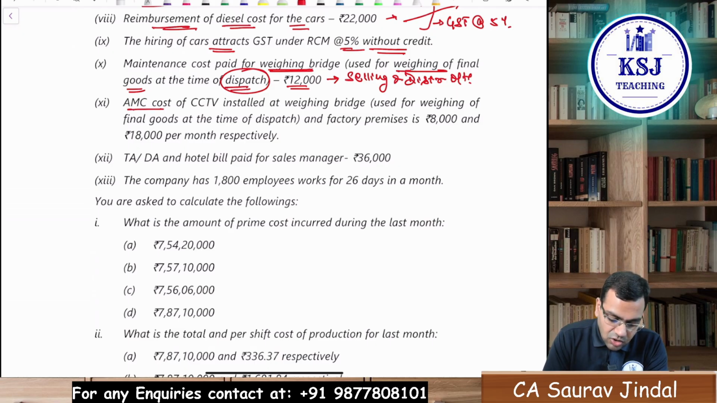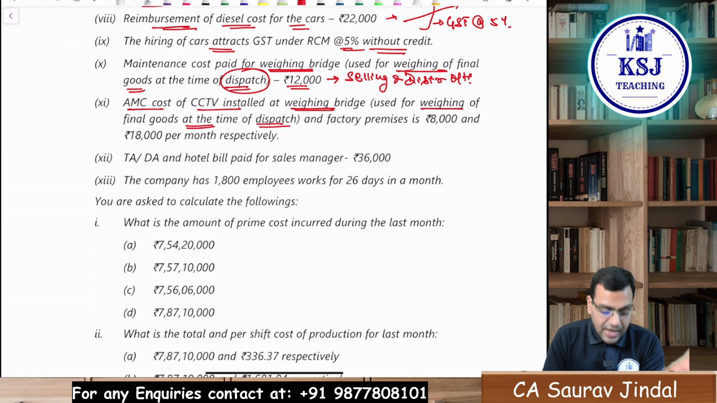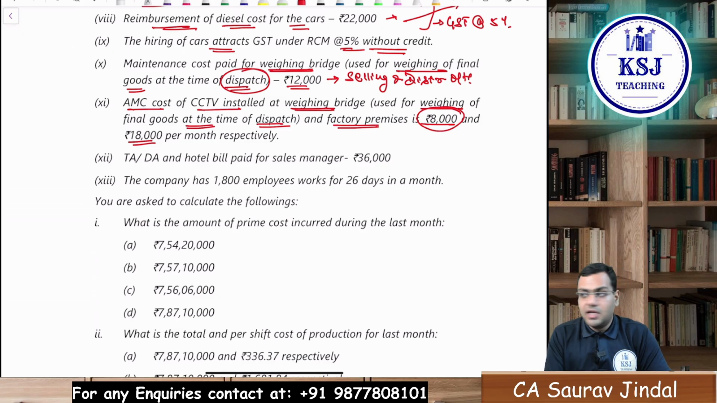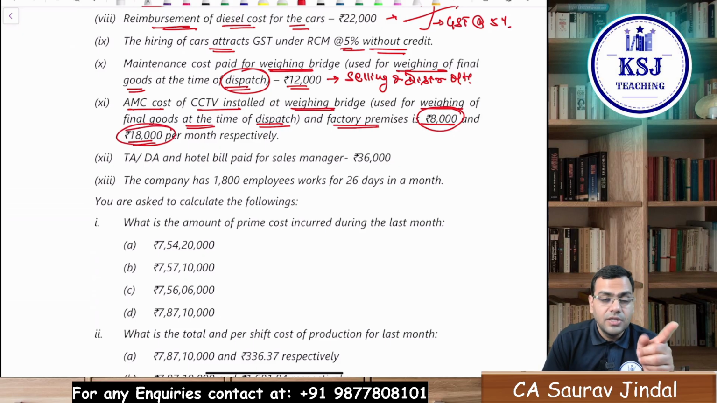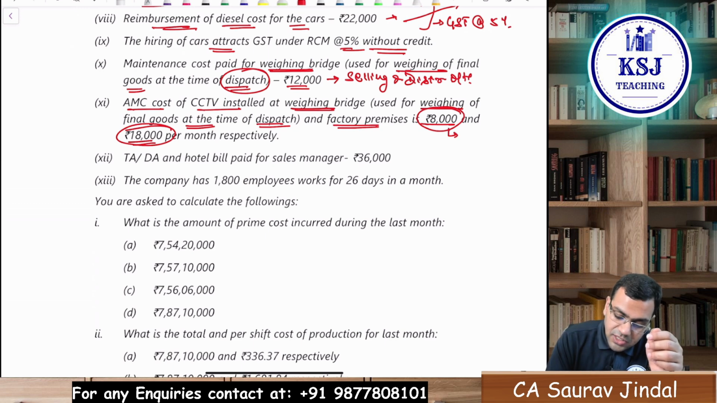Then AMC cost of the CCTV installed at the weighing bridge used for weighing of final goods at the time of dispatch, and the AMC cost of CCTV installed at the factory premises, is 8,000 and 18,000 per month. Now what they are saying is there are two CCTV cameras installed, one at the weighing bridge. For that the AMC cost is 8,000. Another CCTV is installed in the factory premises. For that the AMC cost is 18,000. So where will you take this cost in the cost sheet? This 8,000 weighing bridge cost will be your selling and distribution. This 18,000 will go to your factory overheads.